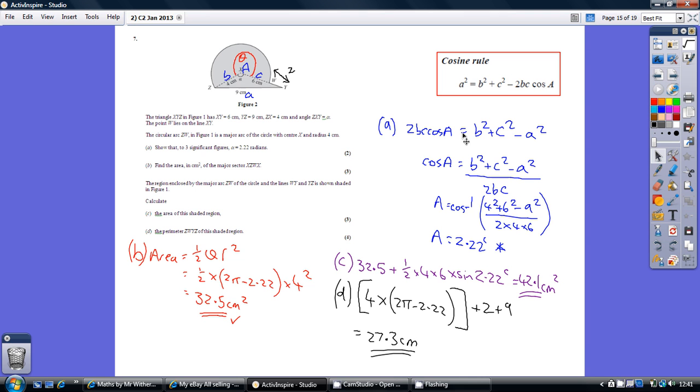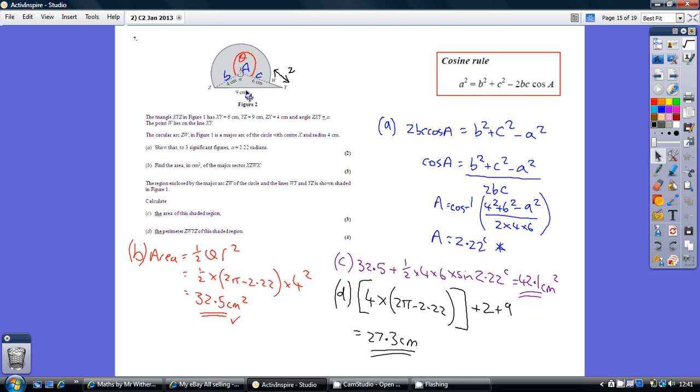But basically, once you've had to rearrange it. So we have to rearrange it to make the angle A the subject. So make sure you know how to do that rearrangement. Make sure you label it up properly because the formula has capital A as the angle.